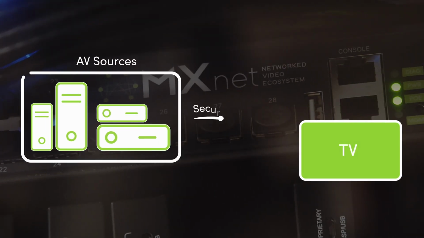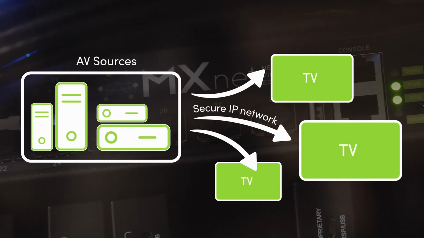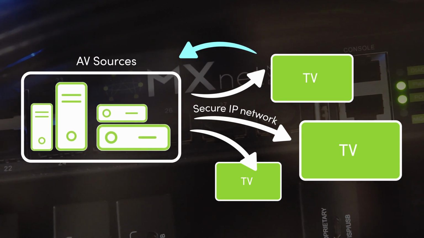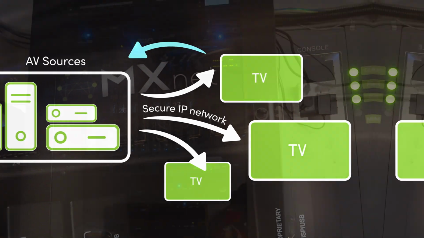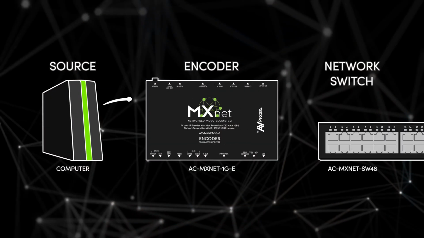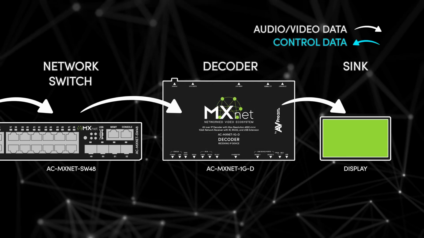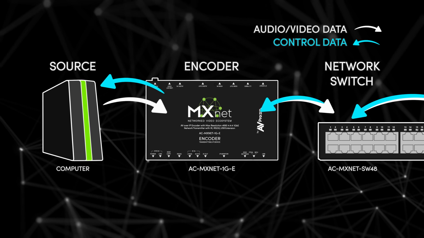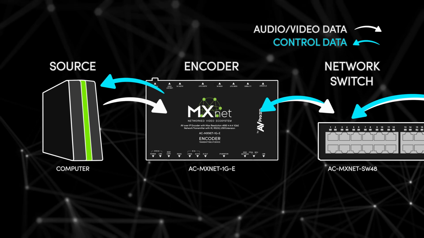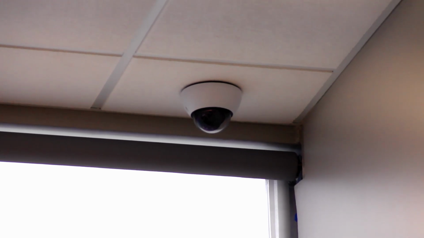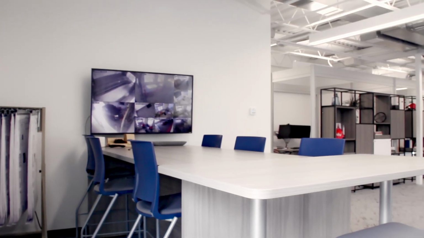AV distribution is relatively straightforward, but controlling distributed AV sources is not as simple because control signals go back to the sources. For example, the audio and video go from the surveillance system source to the display, and the control device signals go back to the source from the display. In this application, MXnet is distributing a few different sources: security camera software, streaming boxes, and video conference software.